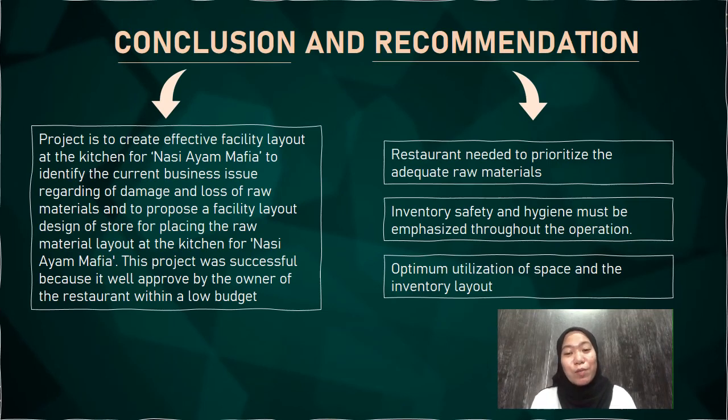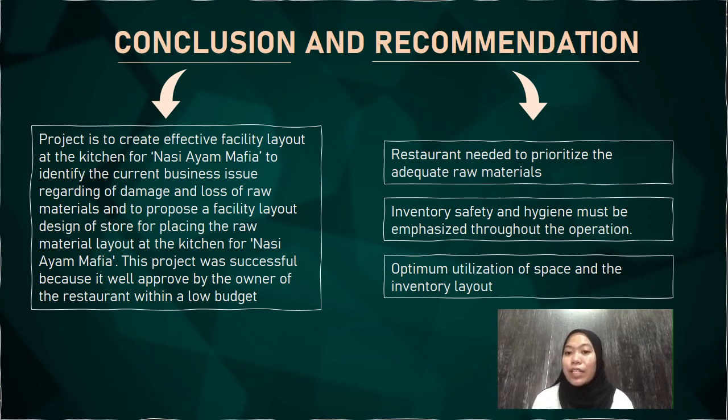So, the conclusion: the project is to create an effective facility layout at the kitchen for Nasi Ayam Mafia, to identify the current business issue regarding damage and loss of raw material, and to propose a facility layout design of the store for placing the raw material at the kitchen for Nasi Ayam Mafia. This project was successful because it was approved by the owner of the restaurant within a low budget.